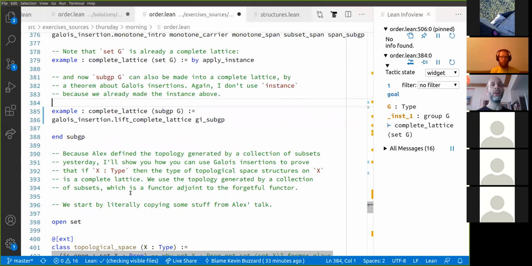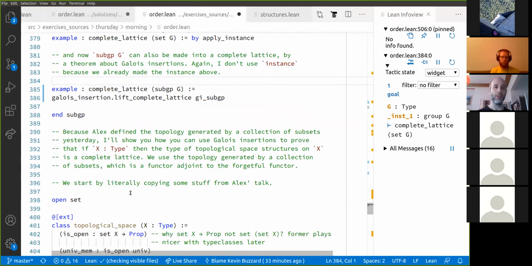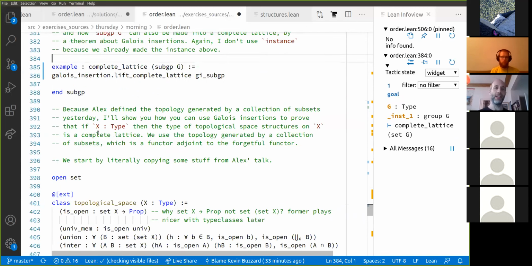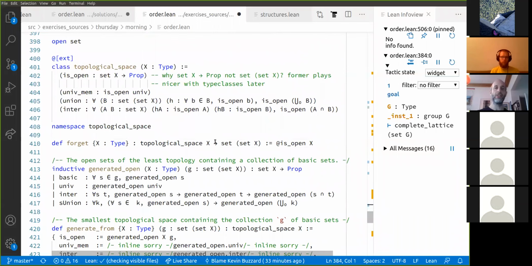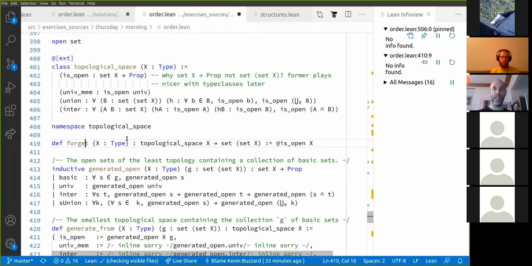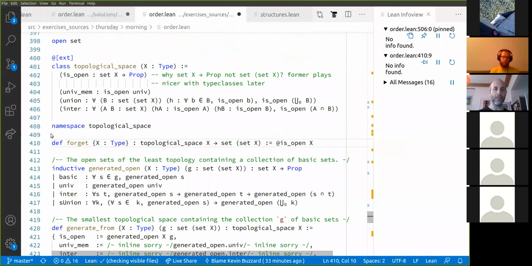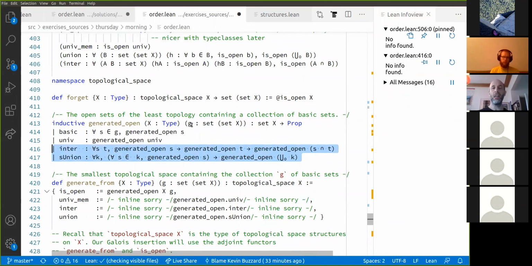So let me talk a little bit more about the topological space example. This is just copied from Alex's talk yesterday. This is Alex's definition of a topological space. And then I define the forgetful functor from the topological space to the collection of subsets to be just remember the open sets. And now here's Alex's exercise that got people excited yesterday. Given a bunch of subsets, we can make a topological space using this generated open thing. Here's our generate from: given a collection of subsets of X, we can make a topological space structure on X. So this you saw yesterday.